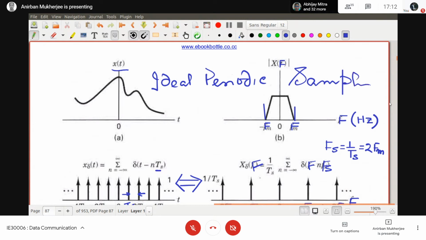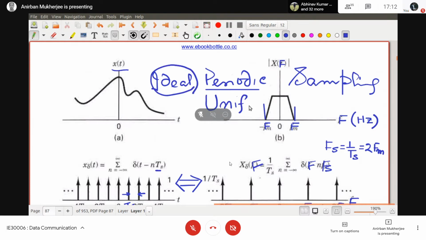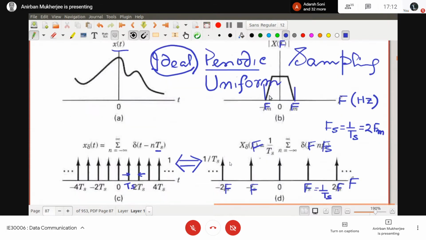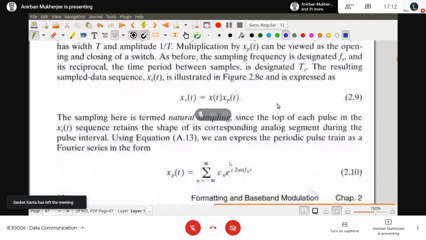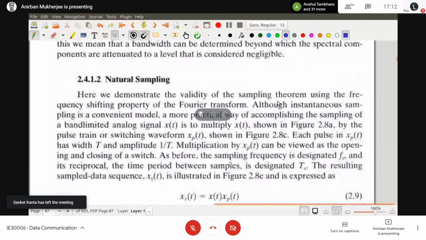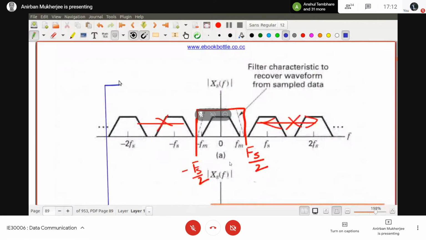Try to understand, sometimes periodic, or you can say uniform. But the point is that this is ideal. Now, what do you mean by non-ideal? Non-ideal thing is that, see, I am doing... sometimes we say this is a non-ideal.